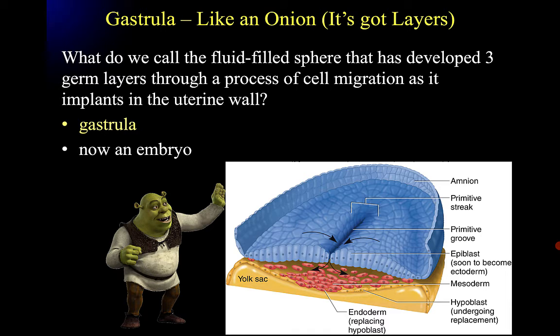Generally in the United States, those cells that are frozen for in vitro fertilization clinics are at the blastula stage or the blastocyst stage.